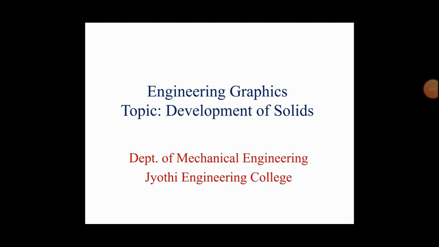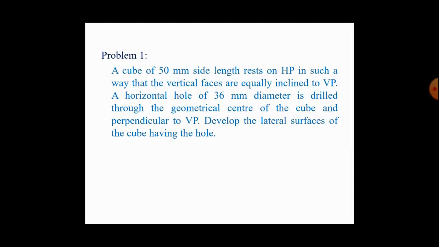Hi everyone, today we will solve another problem of development of solids. So this is the problem. A cube of 50 mm side length rests on HP in such a way that the vertical faces are equally inclined to VP. A horizontal hole of 36 mm diameter is drilled through the geometrical center of the cube and perpendicular to VP. Draw the lateral surface of the cube having the hole.